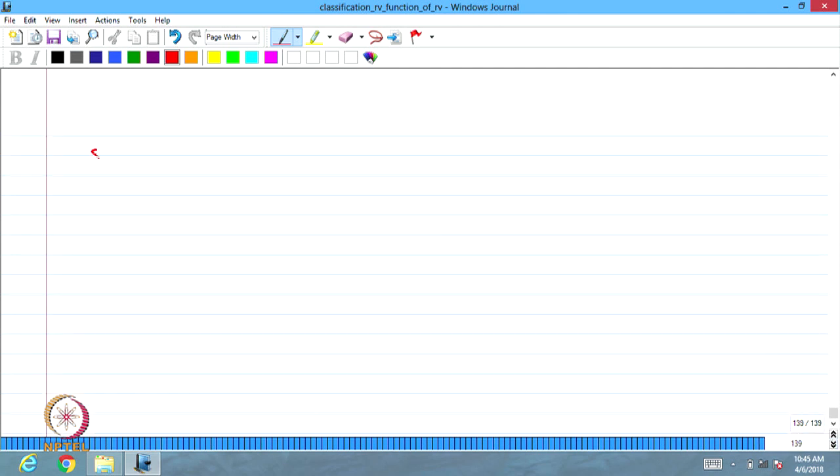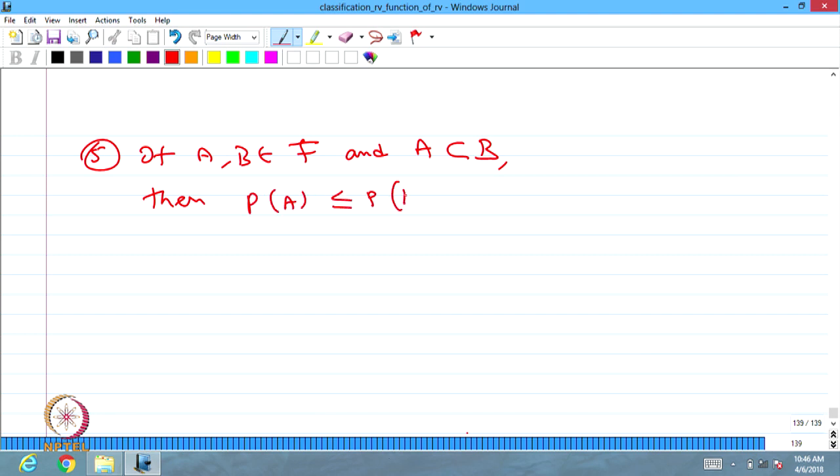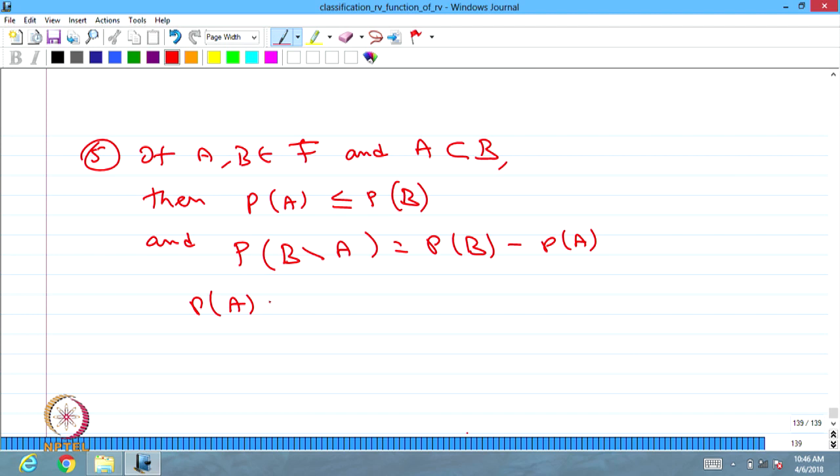The next result, result number 5, if A, B belonging to the F and A contained in B, then one can conclude P of A always less than or equal to P of B. Not only that, P of B minus A, that is same as P of B minus P of A. In particular, P of A is always less than or equal to 1 for all A belonging to F.